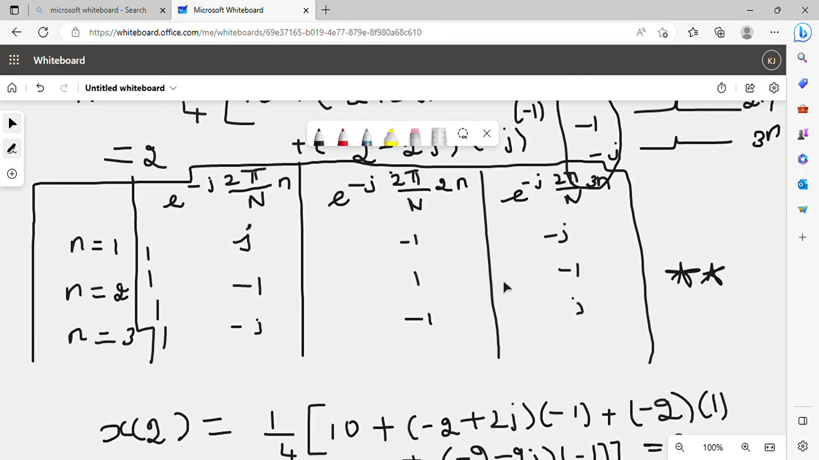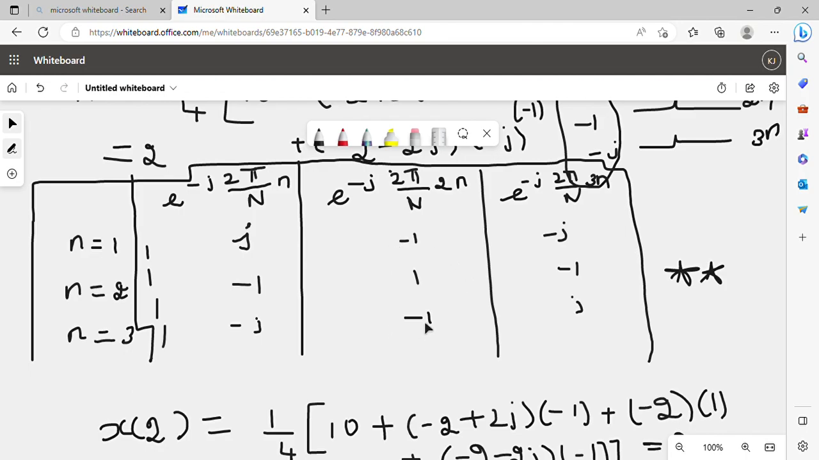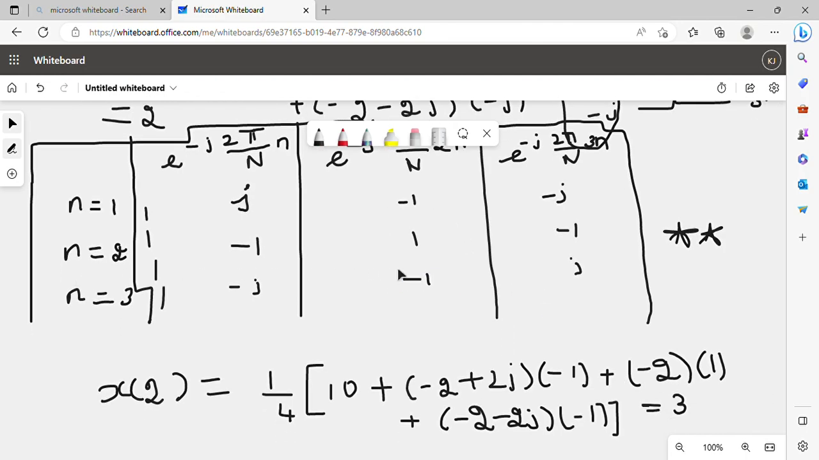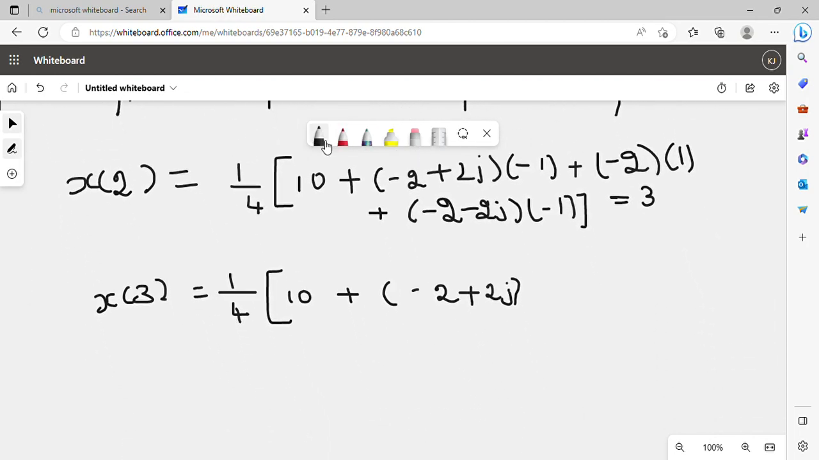Because these values in the IDFT and the IDFT matrix, that only you are going to get. That is why try to learn this table without fail, right? I am repeatedly telling this because it should go into your head.